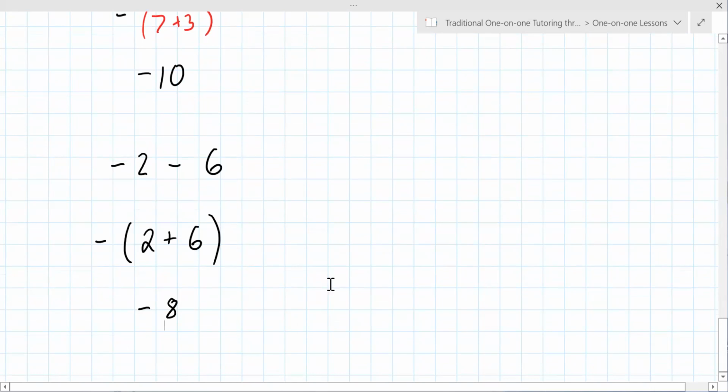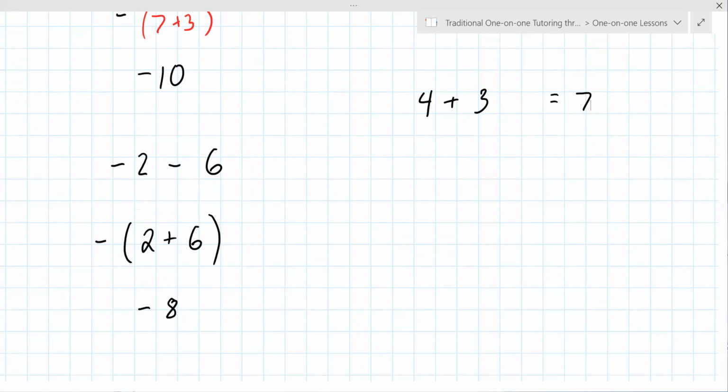The next examples are ones you've known your whole life. Like what is 4 plus 3? Well, it's 7. They're same sign, you just add the numbers. Is that okay? Yeah, you're fine.